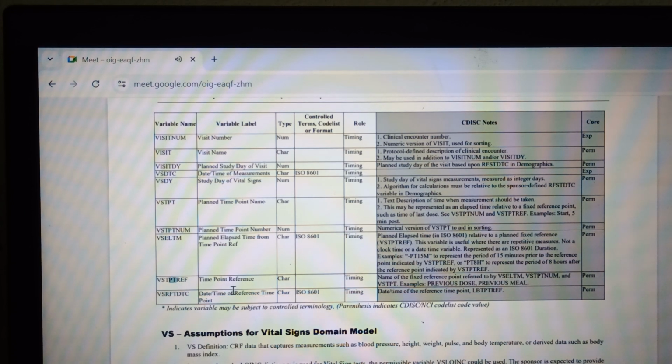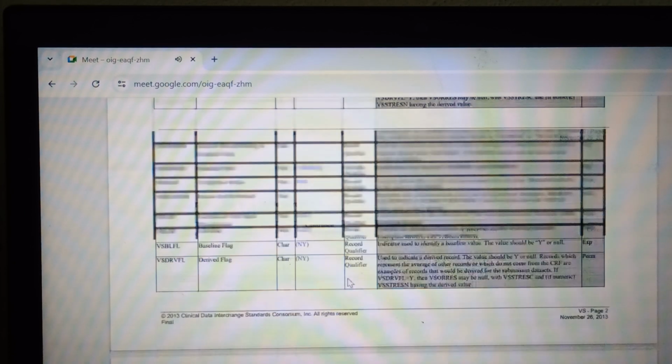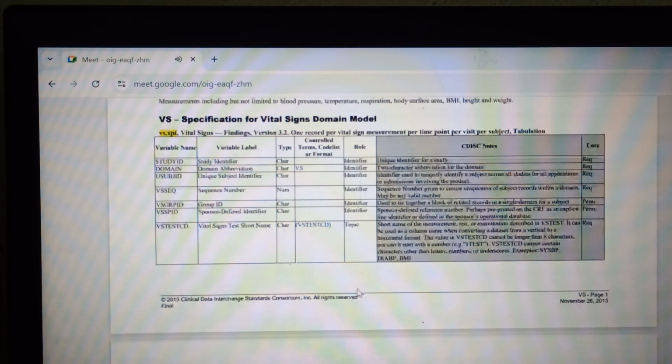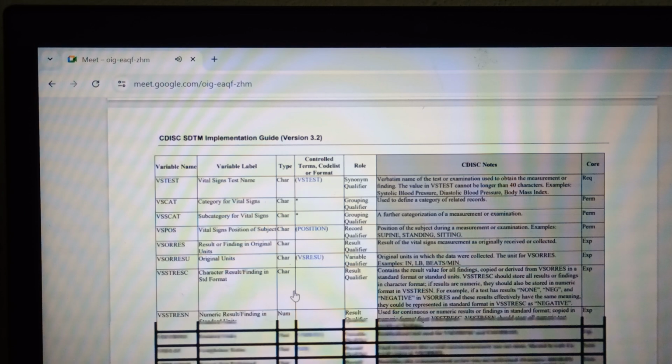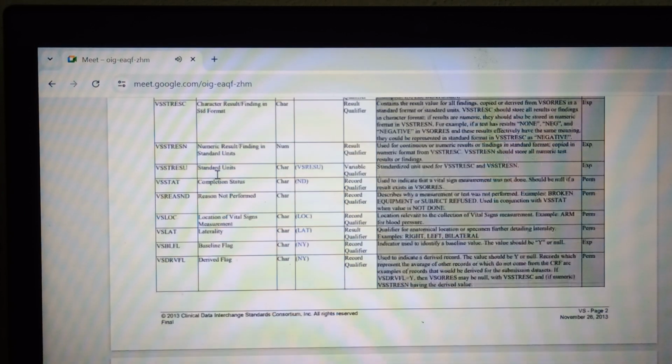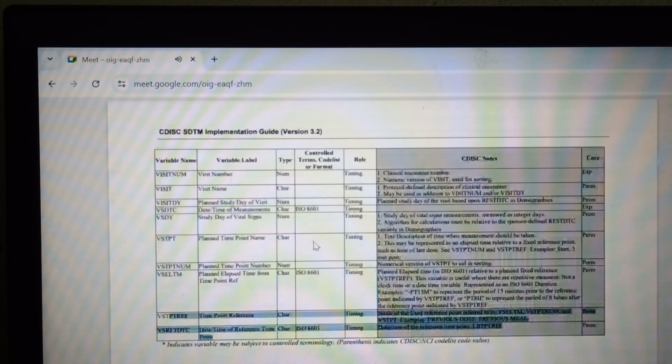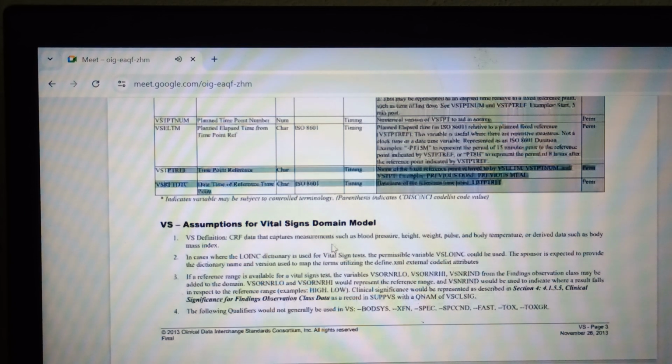Okay. So these are the TPT, REF and then RFSTDTC. So these are the results. These are the variables we'll have in the findings domains. What kind of variables do we have? Along with all your identifiers, we have the test CD, categories, position, results, units, okay, and then baseline flag, date, and the visit, and then time points. That's it.